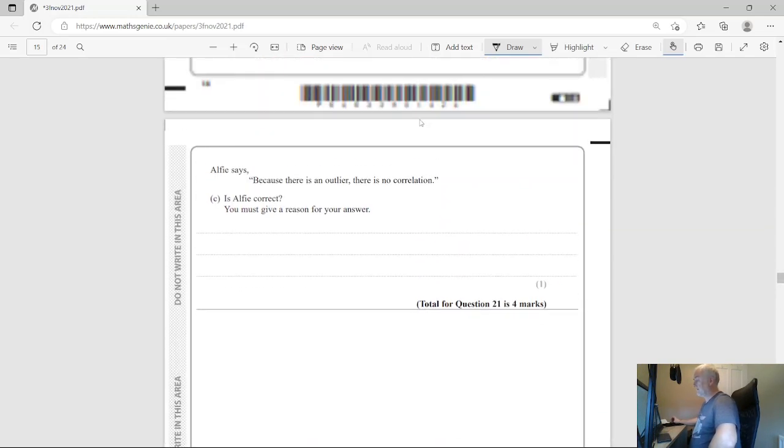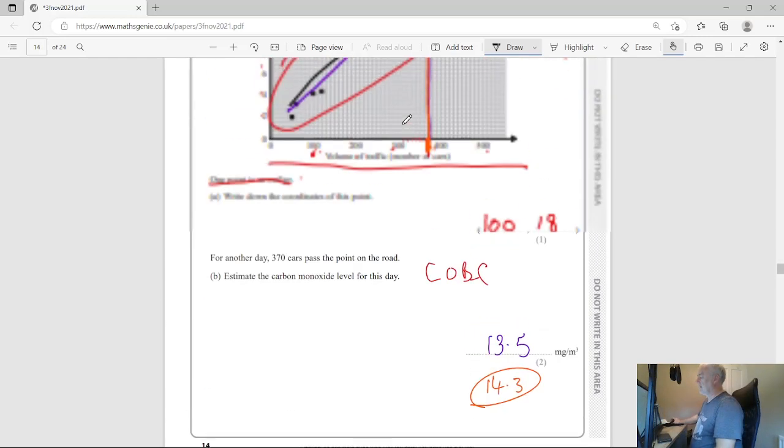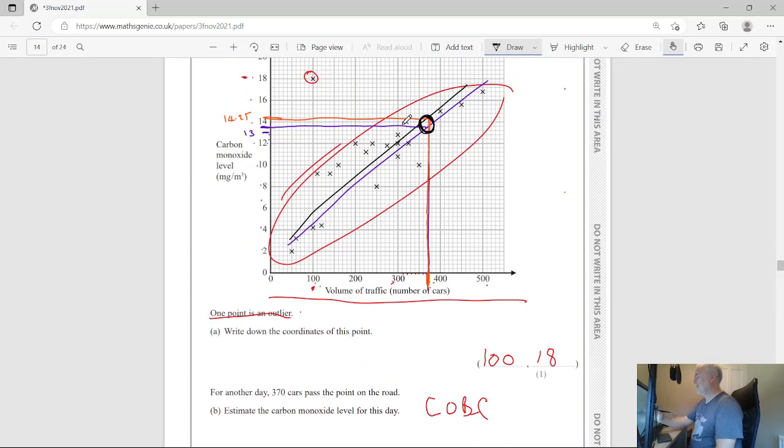Okay, now next page, same question. We've got a C part to the question. Because there is an outlier, there is no correlation, is what Alfie says. Is Alfie correct? You must give a reason. Okay, well, we can see from these points, generally as the cars increase, so does the level of carbon monoxide. So there is a link between the level of cars and the level of carbon monoxide. So we can see that there is a correlation between the two.